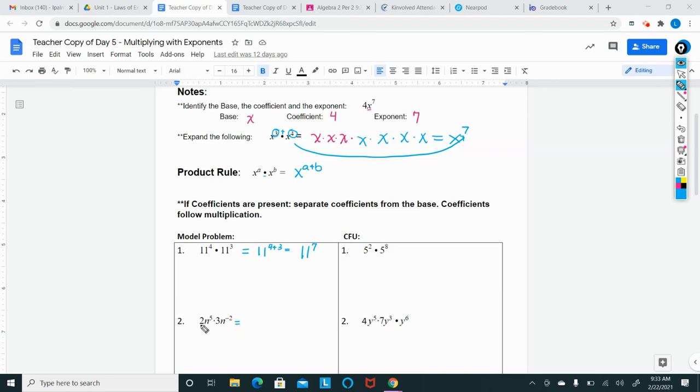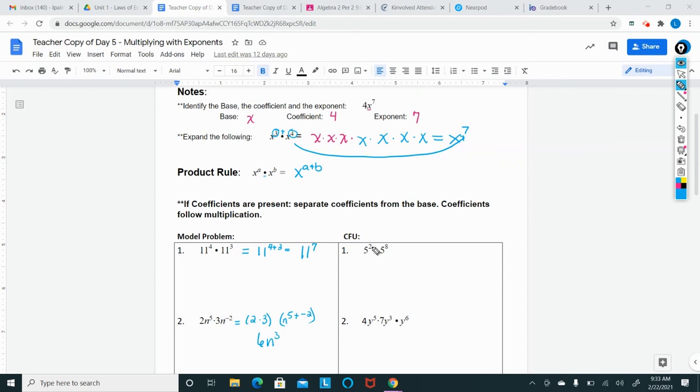So here we have coefficients and bases. So we're going to separate them because remember, coefficients follow the multiplication and the exponents will be added. So here we have 2 times 3, which is 6. N to the 5 plus negative 2 is n to the 3rd power. So we have 6n to the 3rd power as our final answer. Now pause this video and take a shot at the check for understanding and come back and check your answers.